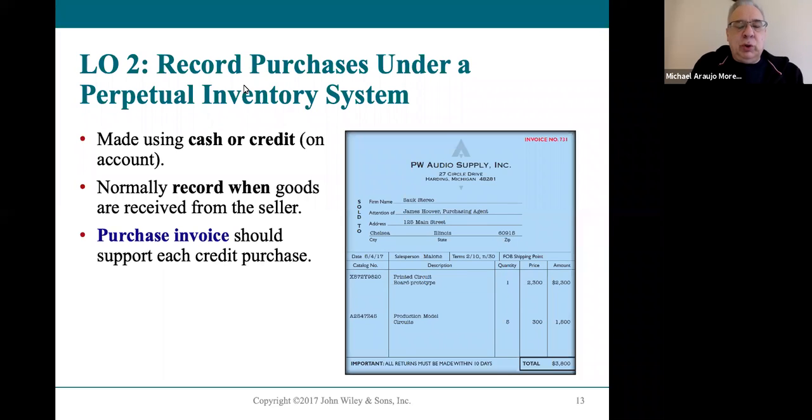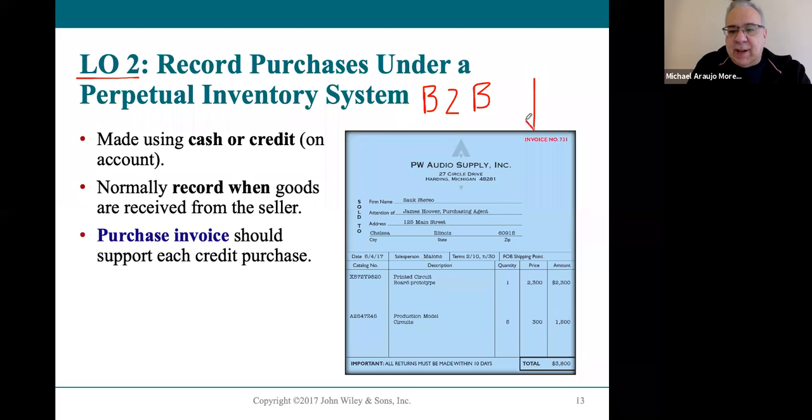Okay, so learning objective 2 and learning objective 3 talk about and explain a business to business transaction. We often call that B2B, right? Business to business. To understand a business to business transaction, it's just one business, in this case a merchandiser, buying inventory from another business, in many cases a manufacturer. Okay, so just so you understand that.